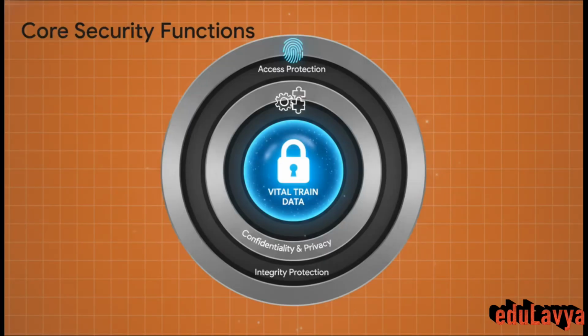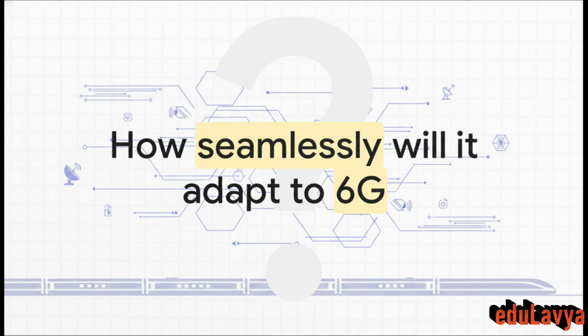Let's quickly break down those core security functions. Both the service and the transport strata independently perform access protection. That means strict authentication to ensure that only authorized modules actually get on the network. They also both independently provide integrity protection to guarantee the data hasn't been tampered with in transit. And of course, they both provide confidentiality and privacy protection through some seriously robust encryption. It is essentially a stacked vault, ensuring malicious actors can't interfere with vital train data at any point in the communication chain.